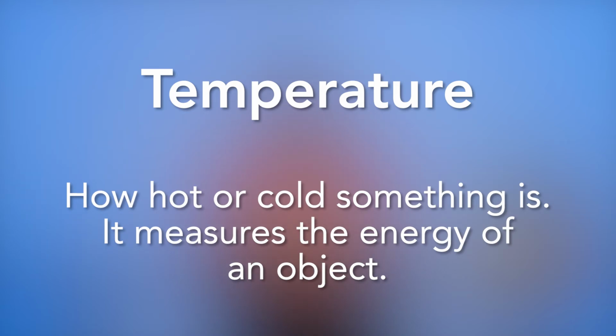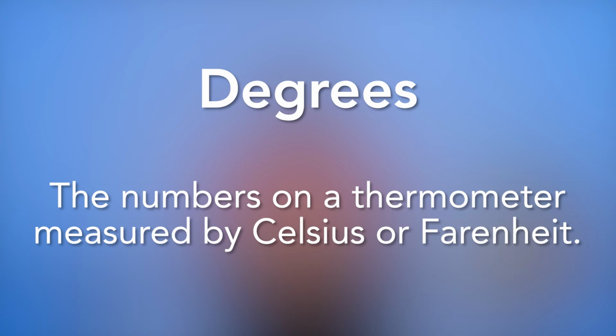Temperature is how hot or cold something is. It measures the energy of an object. We measure temperature by degrees. Degrees are the numbers on a thermometer measured by Celsius or Fahrenheit. Why do you think fast-moving molecules can cause something to be hot?